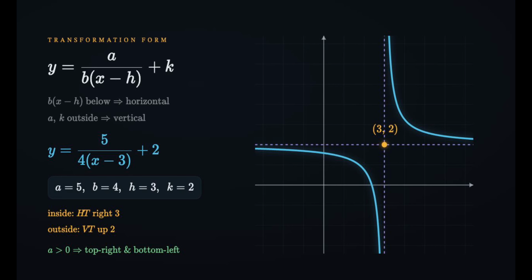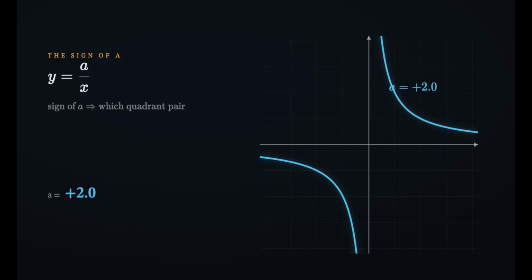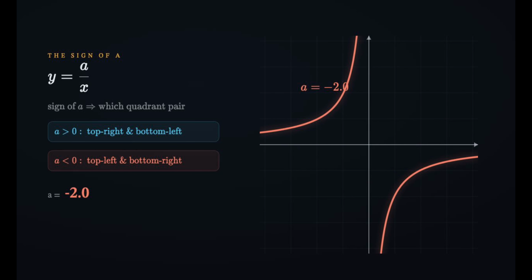new crossing point. The sign of a, the vertical dilation, controls which quadrants the branches sit in relative to the asymptotes. If a is positive, the branches sit in the top right and bottom left. If a is negative, the graph reflects so the branches sit in the top left and bottom right. In Maths Advanced, you'll often see this form, y equals k over x, where there is only the vertical dilation.